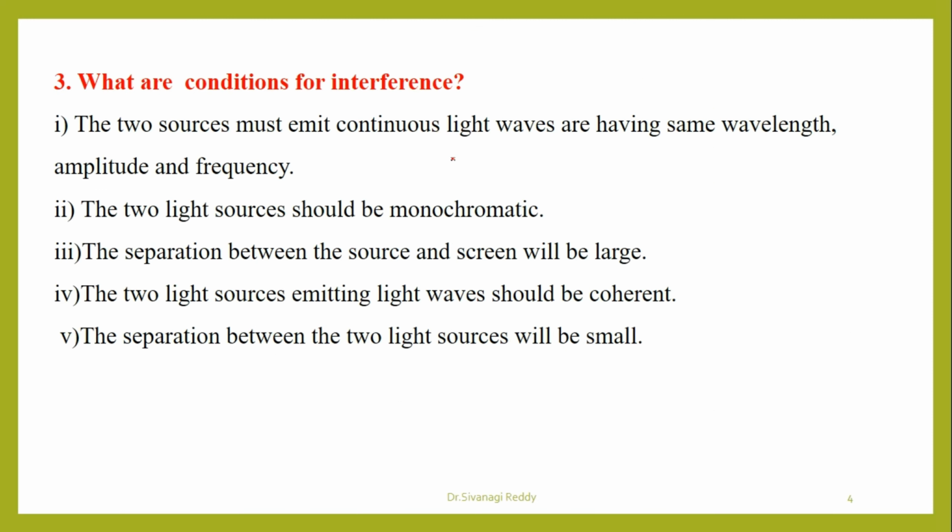Then what are the conditions for interference? Basically, light should be of the same wavelength, that's nothing but monochromatic. Then the separation between the source and screen should be large. Then the two light sources emitting the light waves should be coherent. Then the separation between the two light sources should be small.